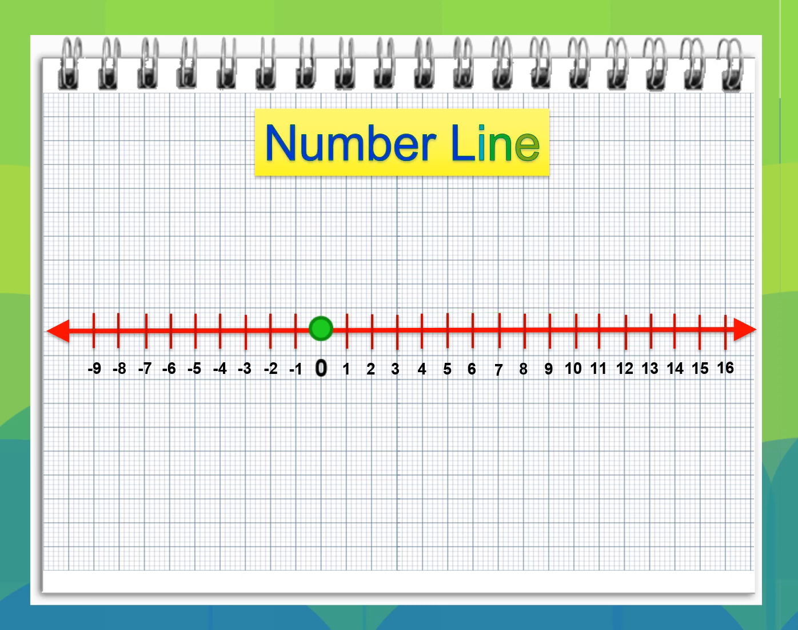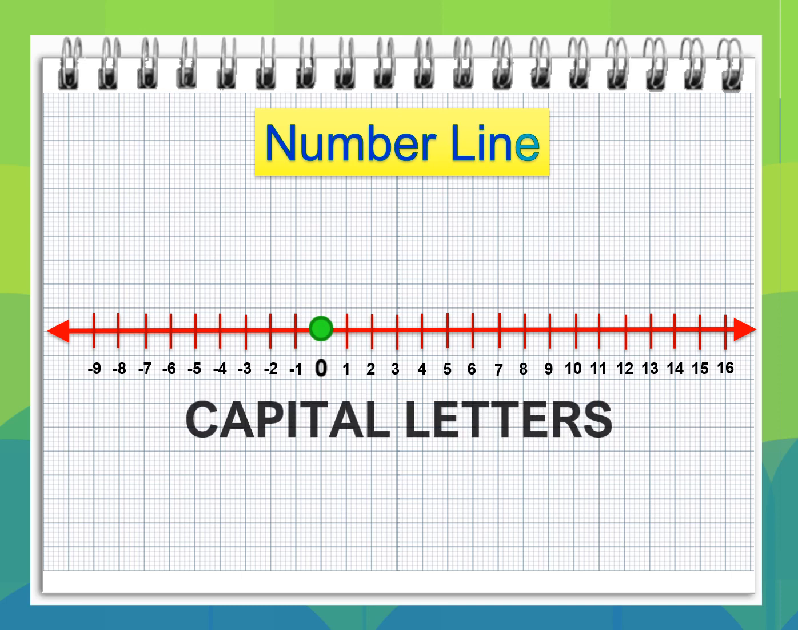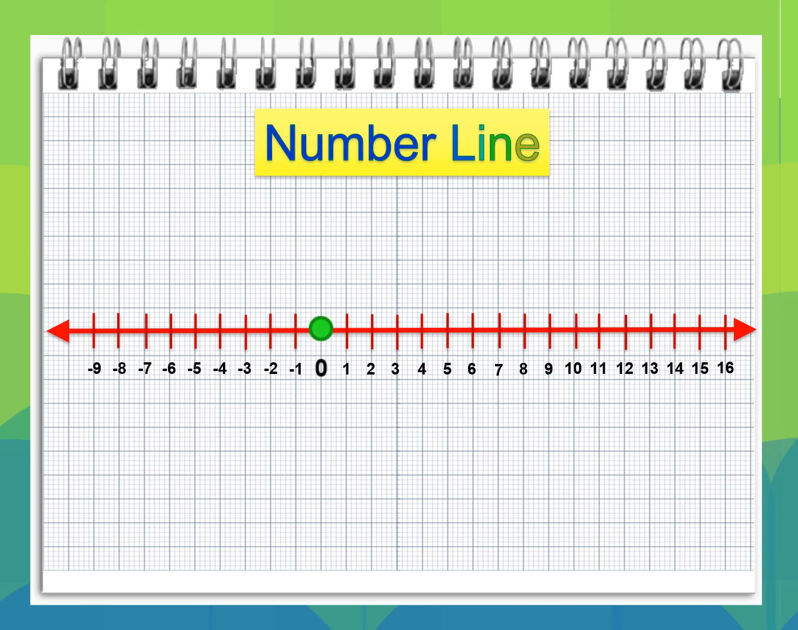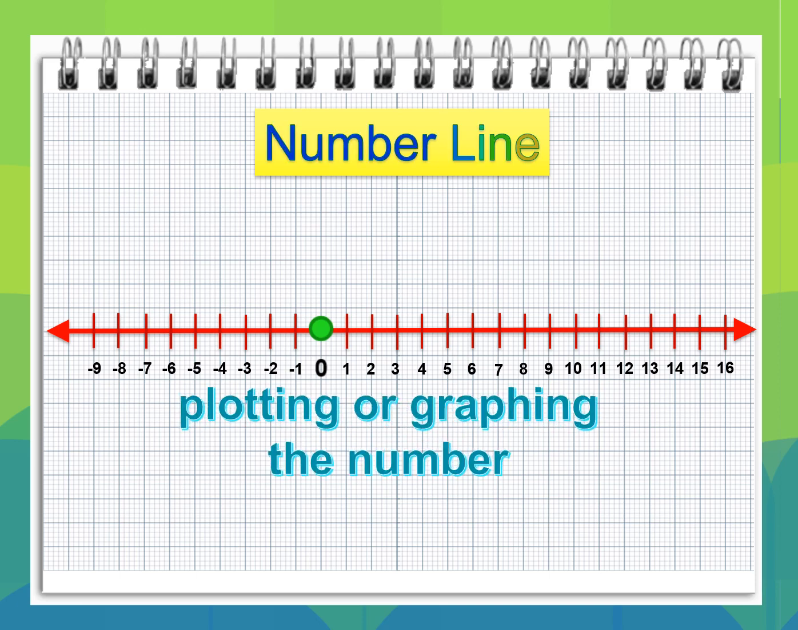We use capital letters of the English alphabet in naming points on the number line. If you draw a point on the number line corresponding to a number, you are plotting or graphing the number. For example, plotting the negative 3 on the number line and name it as N. 3 with I, negative 9 with U, and 16 with T.